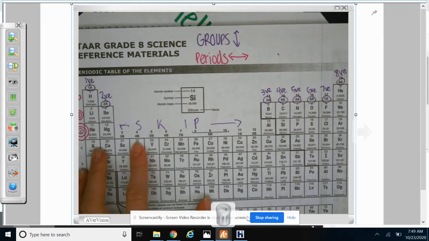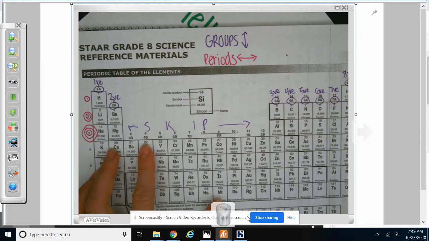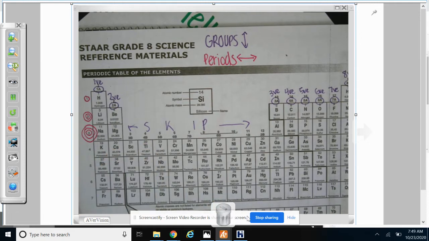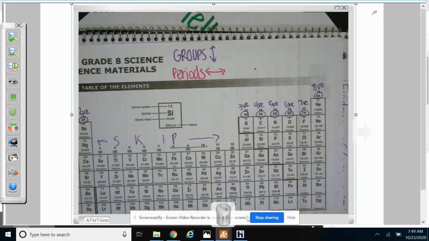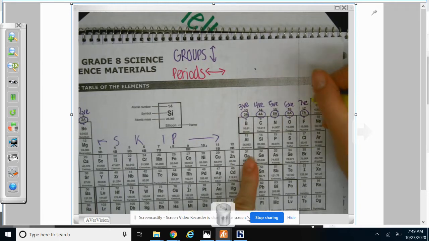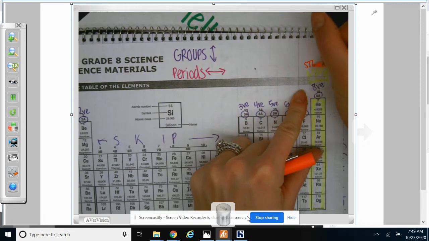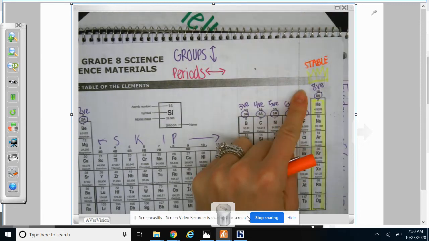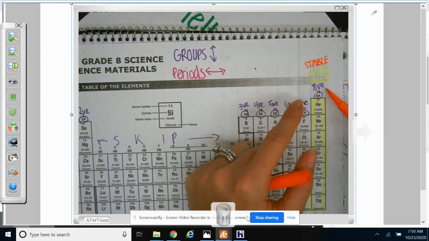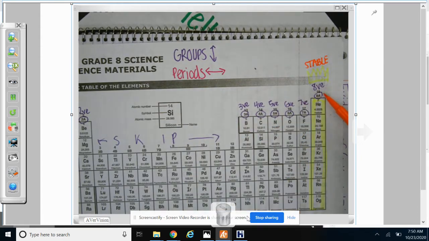All right, the next thing we need to talk about with the periodic table is reactivity. So we know that group 18 is stable. What does that word stable mean? It means that these elements do not react. They are stable. So they are non-reactive. The reason why is because they have 8 valence electrons. 8 valence electrons is the most you can have. So they don't need any more.